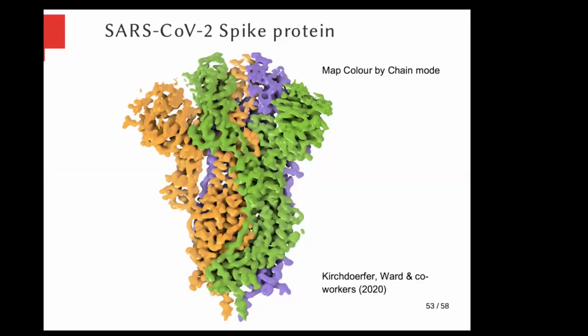So we can do map masking. We can select regions of the map based on atom selections, and that's what I've done here. I've taken the 3 chains of this spike protein, again from Robert Kirchdoerfer and Andrew Ward from last year. I've taken their structure and then taken the atom selections and colored it up, and this is a click. There's a button to do this in Coot now.